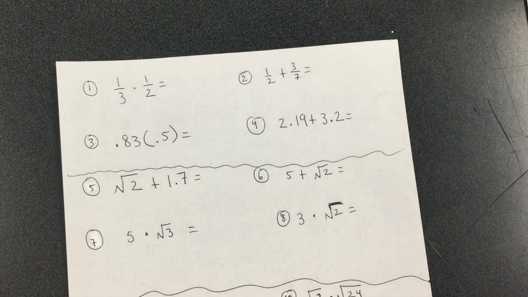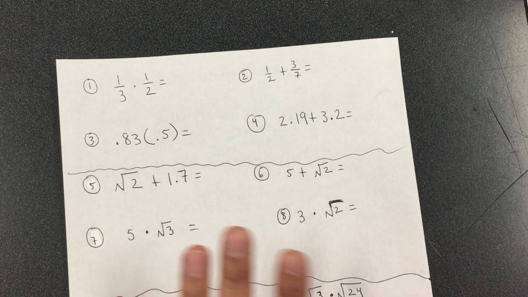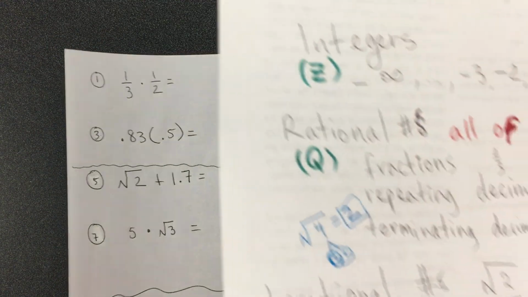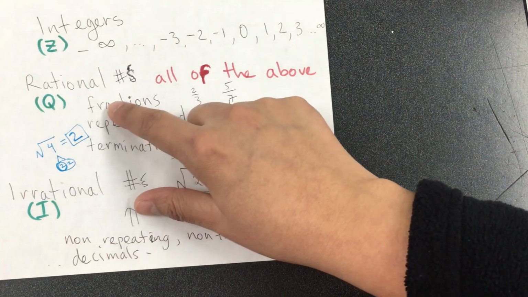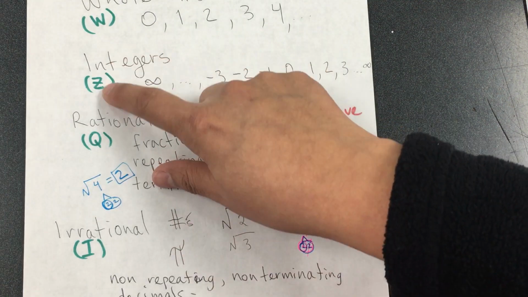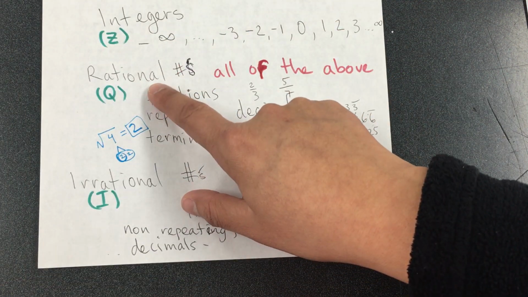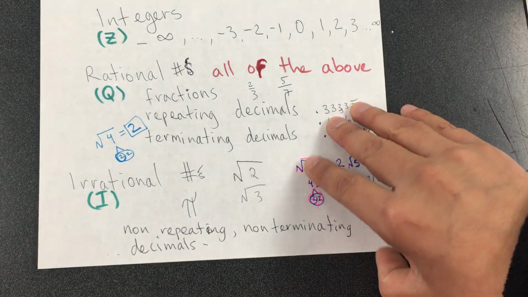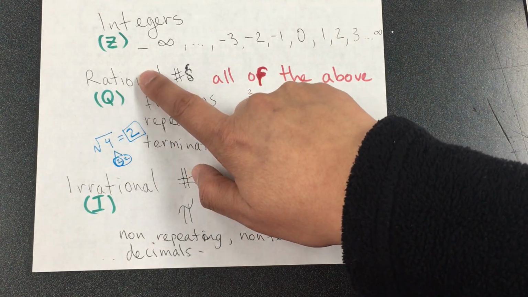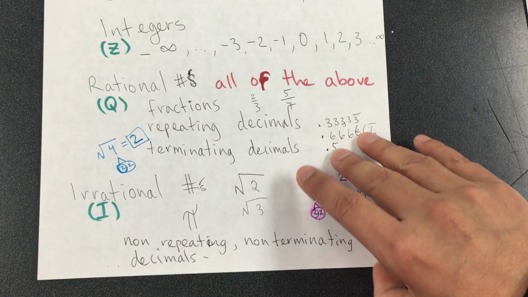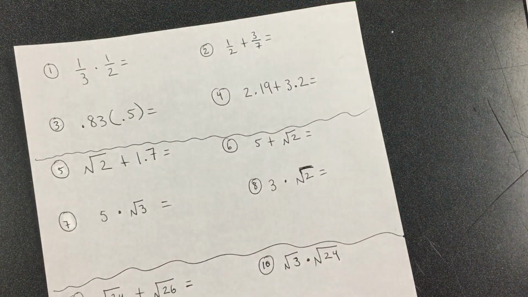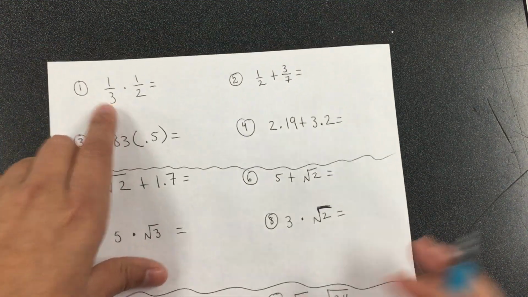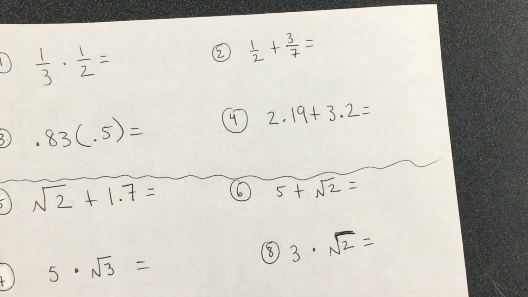Okay, let's look at these examples. Oh, and before we do that, I can't remember if I pointed out the notation for rational and irrational, that's very important because I'm going to be using those. So for integers it is Z, for rational it is Q, and for irrational it is I. Okay, so we're going to be using Q for rational and I for irrational.